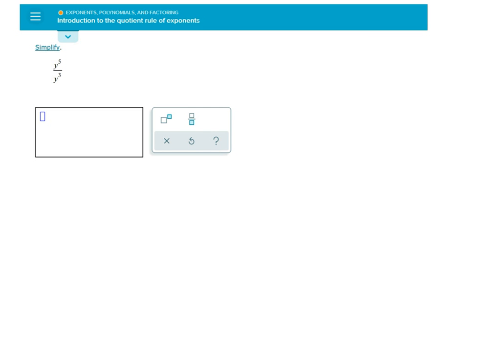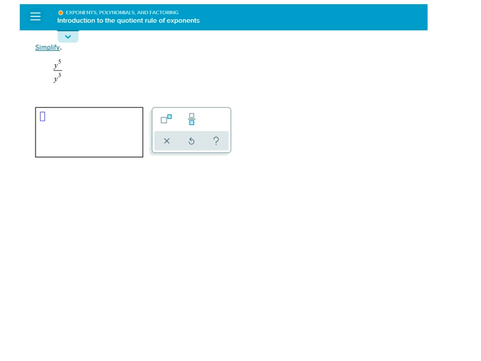All right, this is what they call the quotient rule for exponents. And even though the word quotient means divide, which is what's happening here, you're taking y to the fifth and dividing it by y to the third, the rule is actually subtraction.